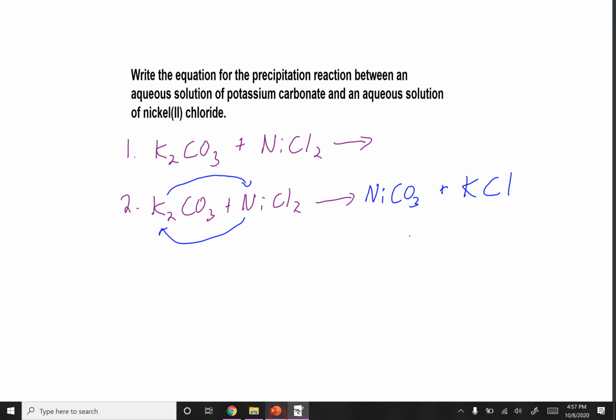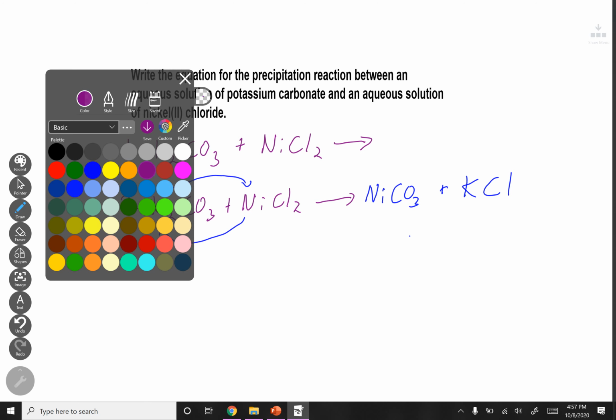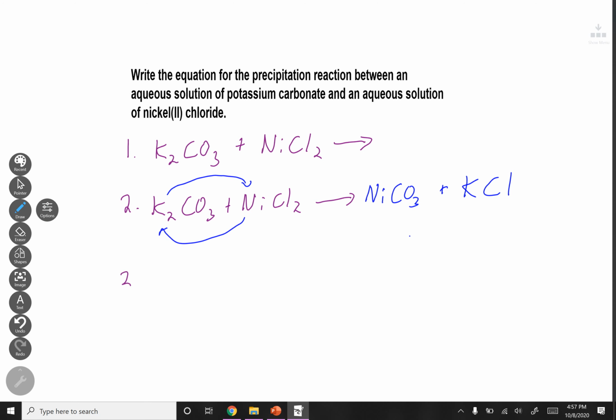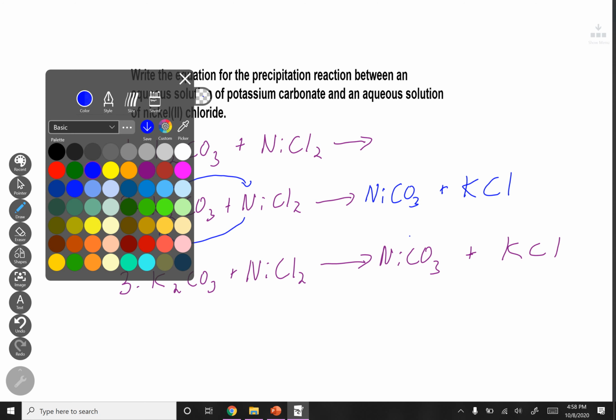Okay, then number 3, I'll grab purple again. So number 3, now I want to determine the solubility to see if I actually have a reaction. Okay, so let me look at my products. So I have nickel carbonate, and I have potassium chloride. Well, I know potassium chloride is going to be soluble, so I have a group 1 there, and a halogen.